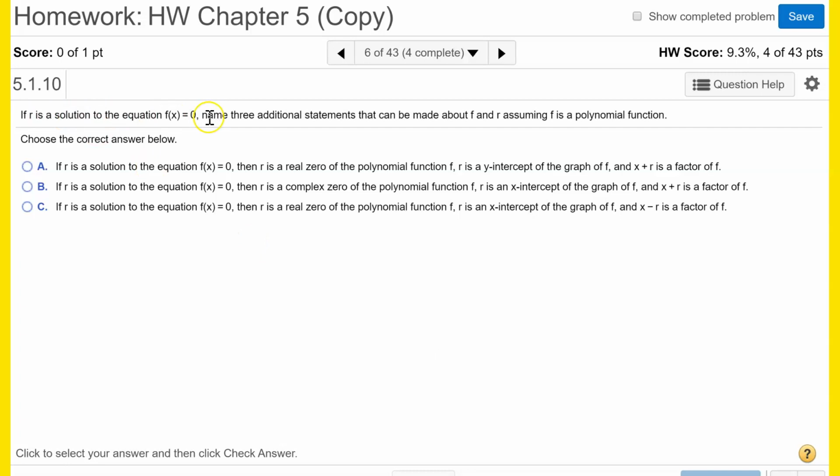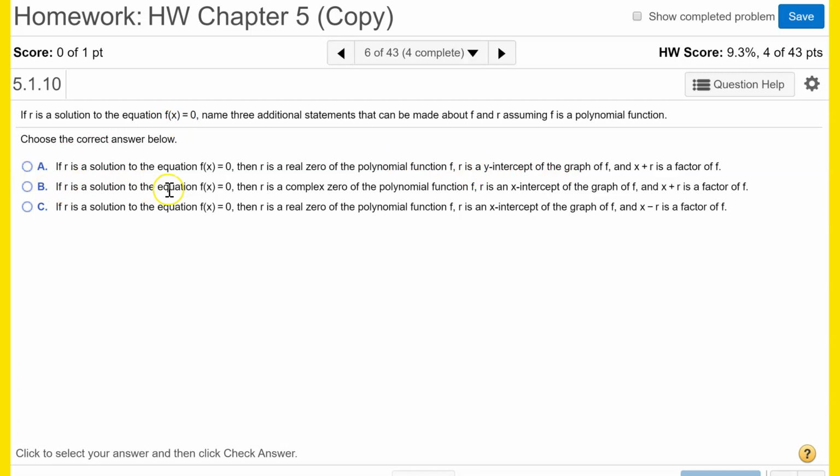If r is a solution of the equation f of x equals 0, name 3 additional statements that can be made about f and r, assuming f is a polynomial function. Choose the correct answer below. If r is a solution of the equation f of x equals 0, in other words, you set the y value equal to 0 and you solve for x, then r is a real zero of the polynomial function. R is a y-intercept of the graph of f. That is not true. It is a real zero, but it's not a y-intercept. So we can go ahead and eliminate choice A.